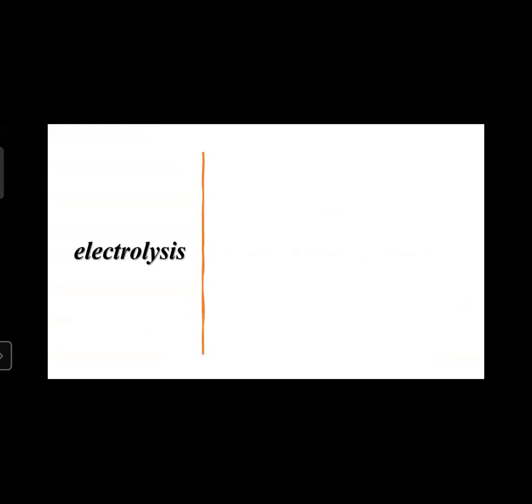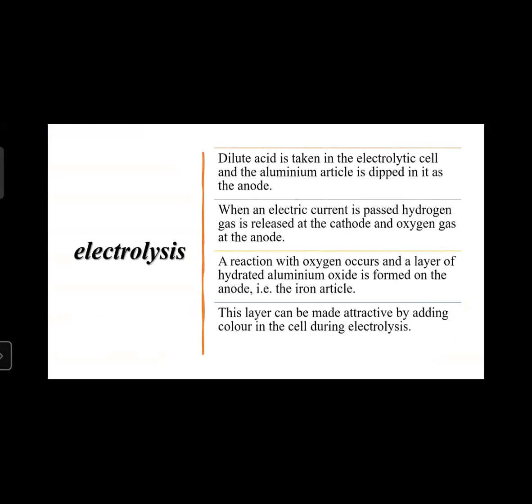Now we will see how it is done. Dilute acid is taken in the electrolytic cell and the aluminum article is dipped in it as an anode. When electric current is passed, hydrogen gas is released at the cathode and oxygen gas is released at the anode. Now the reaction with oxygen occurs and a layer of hydrated aluminum oxide is formed on the anode.